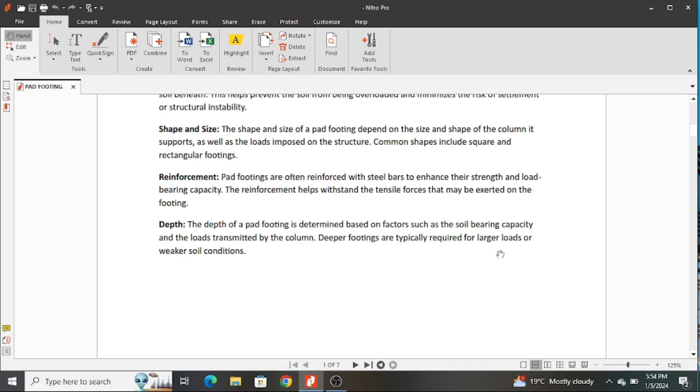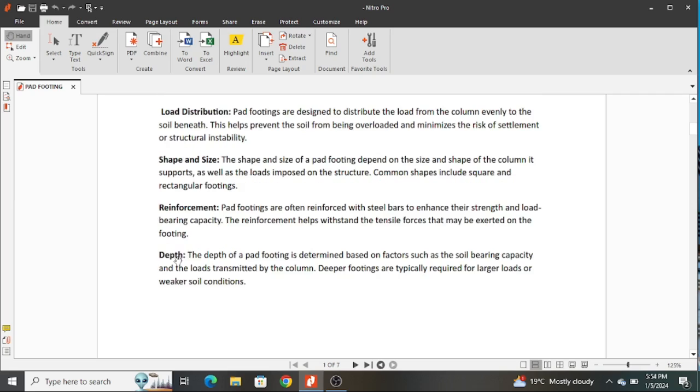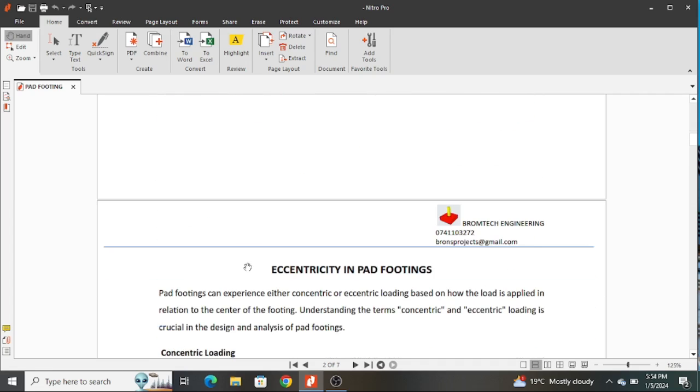Deeper footings are typically required for larger loads, or if you have a weaker soil condition, then you might need to have a deeper and wider footing. That is why the depth and shape are important, and reinforcement together with load distribution as well.